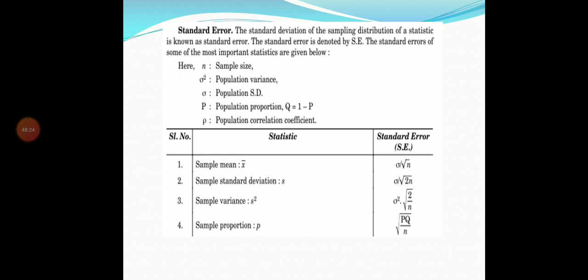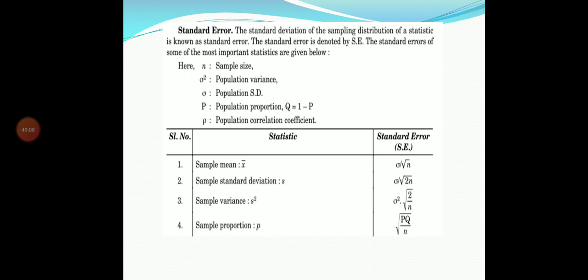It is denoted by S.E. Please observe the standard errors of some of the statistics specified here. I will tell you the simple notation to understand those standard errors. Let me clarify the notation. Small n is the sample size. Sigma squared is the population variance. Sigma is the population standard deviation. Capital P is the population proportion. Rho is the correlation coefficient.